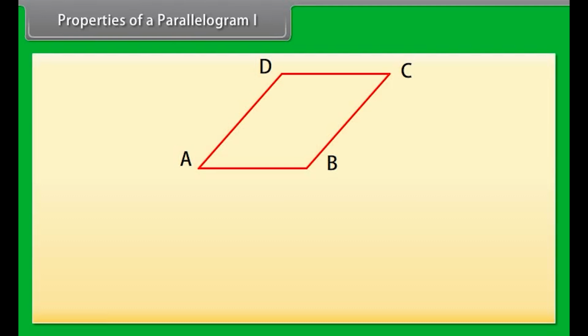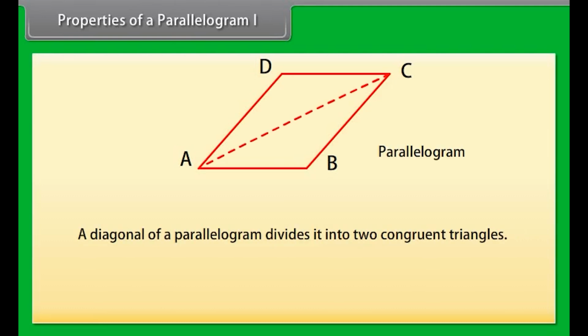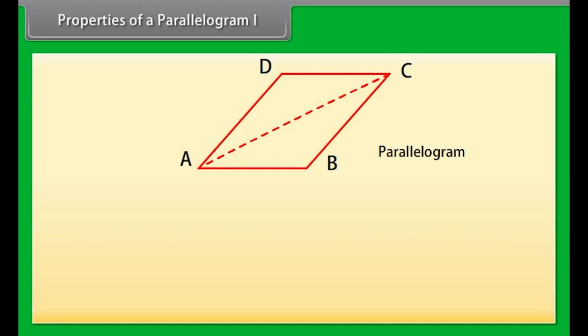Properties of a parallelogram 1. The property of a parallelogram says that a diagonal of a parallelogram divides it into 2 congruent triangles. Let's prove this theorem. Let ABCD be a parallelogram and AC be a diagonal. We can see that the diagonal AC divides parallelogram ABCD into 2 triangles, triangle ABC and triangle CDA.